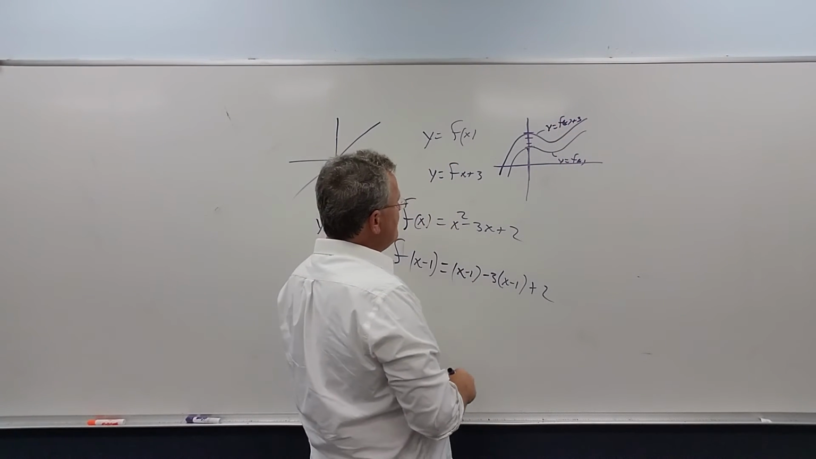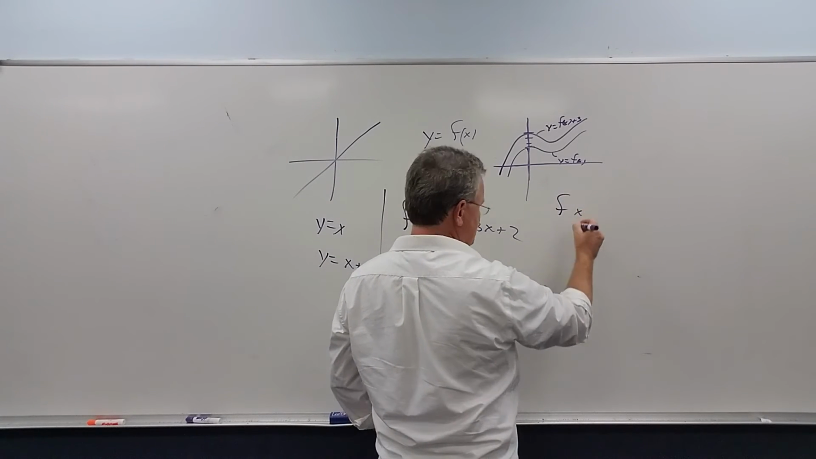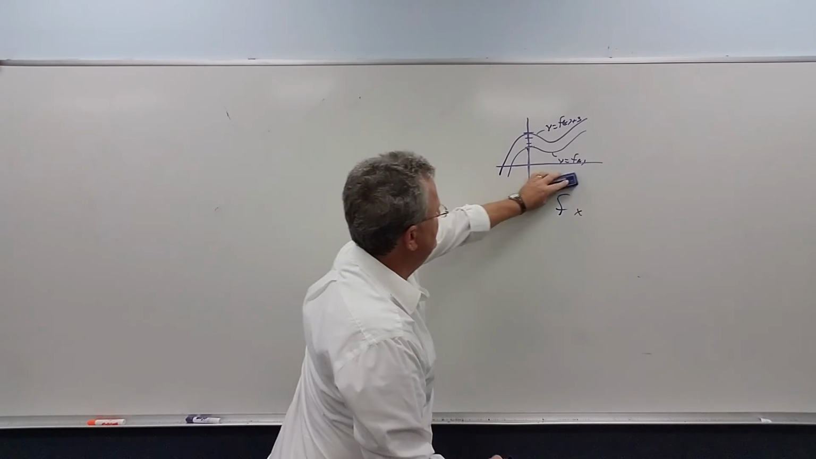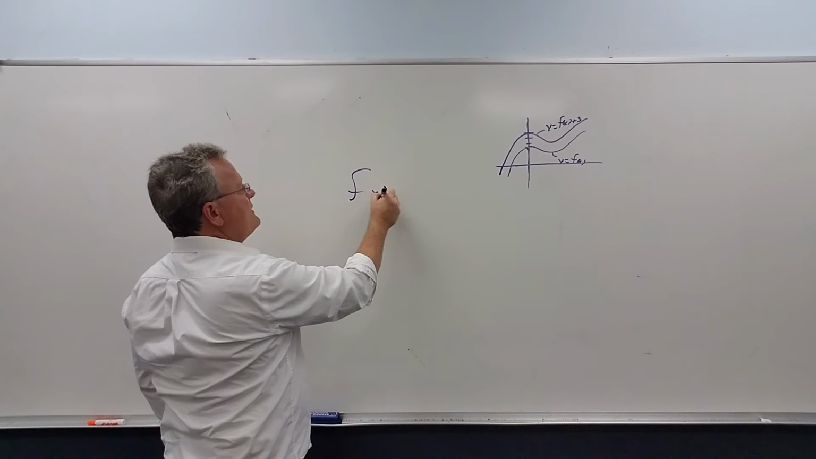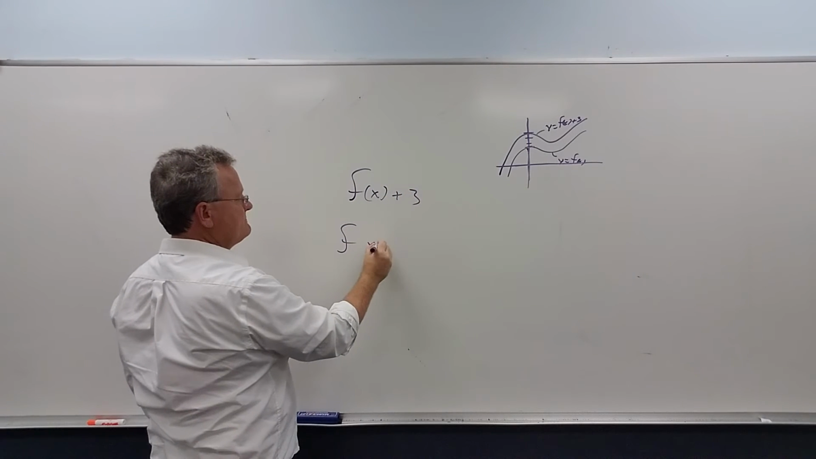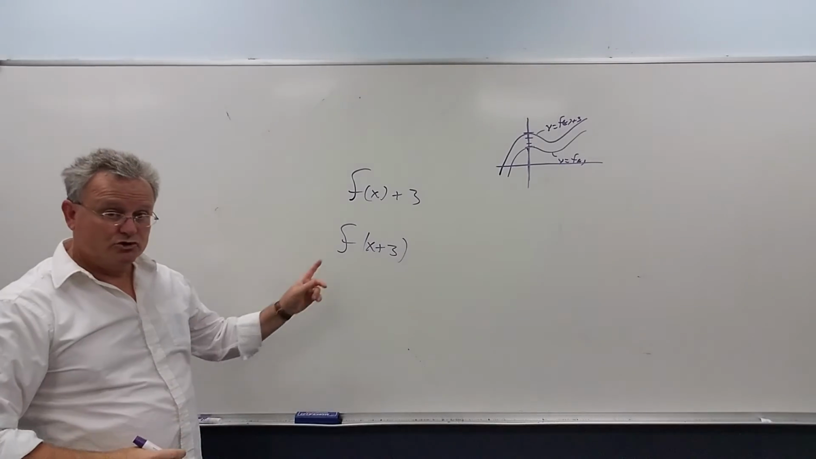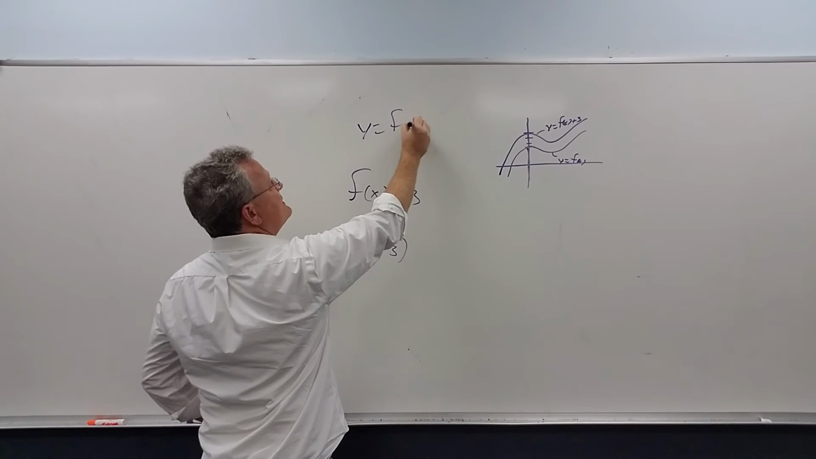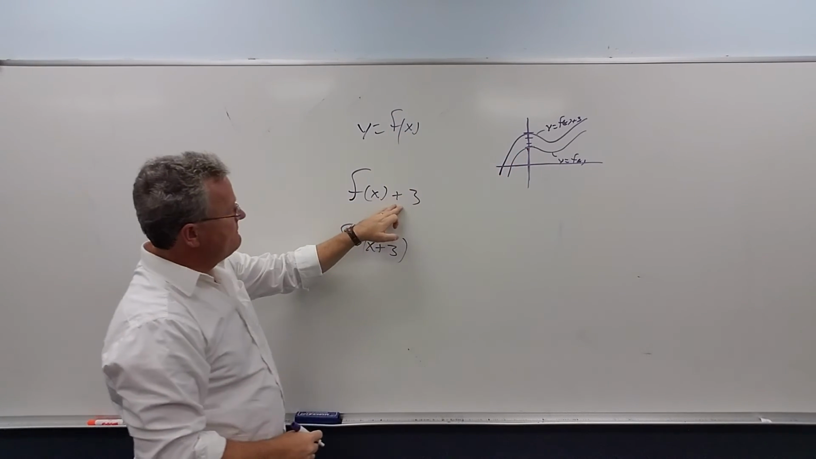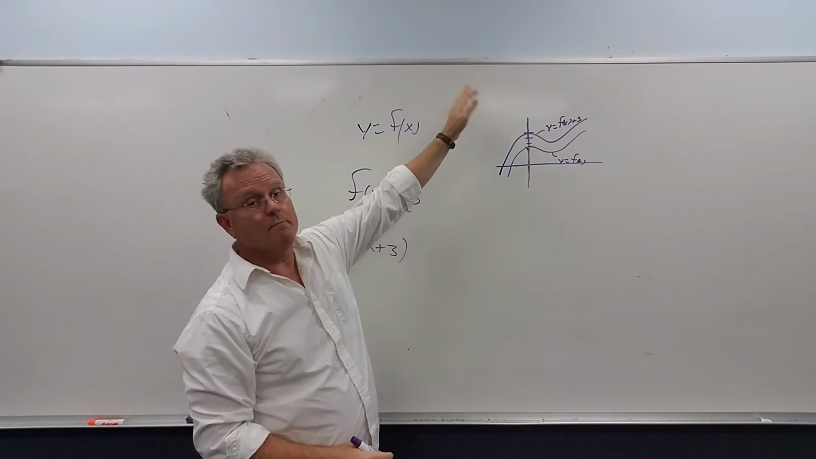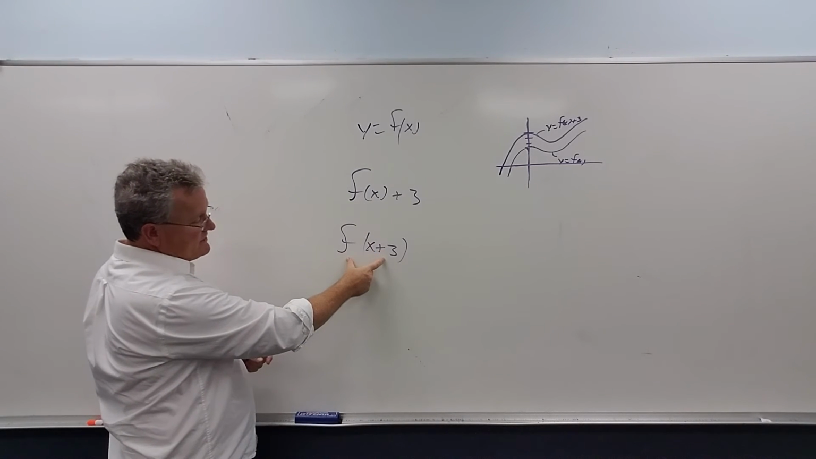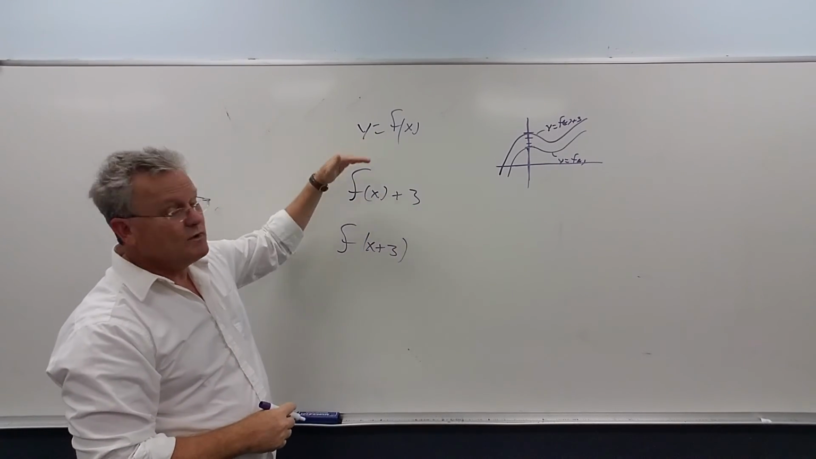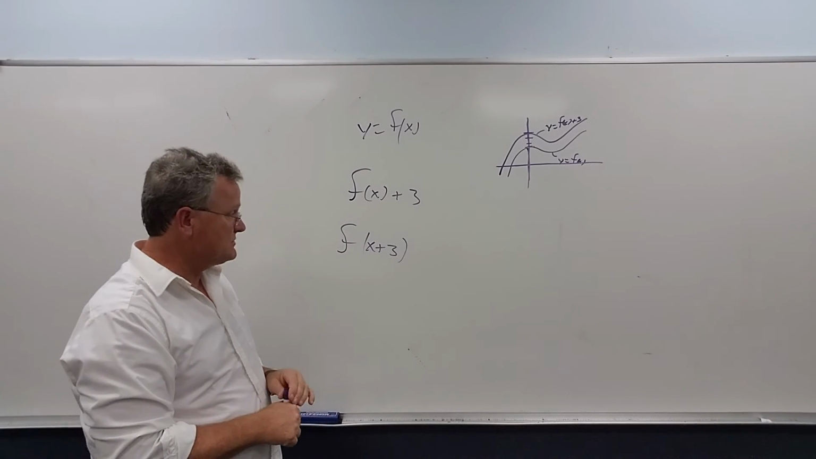Now another thing I want to point out is the difference between this notation and this notation. All right, two big differences. If we have y equals f of x, that's our original graph, and this notation means it will move the graph up 3 places. This other notation means we go back to f, and wherever there's an x, I plug in x plus 3. So we need to understand the difference in these notations.